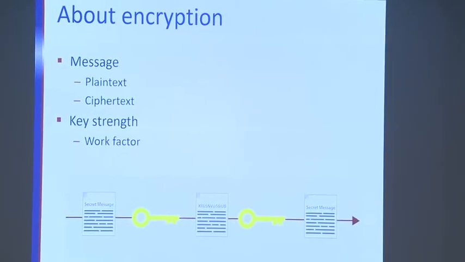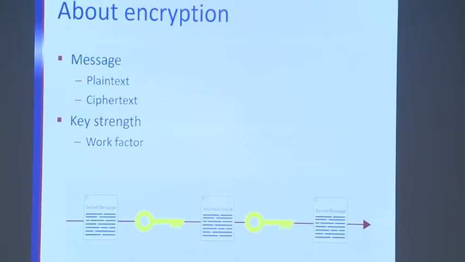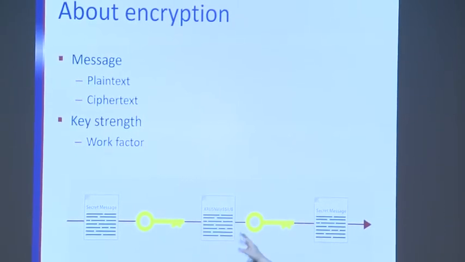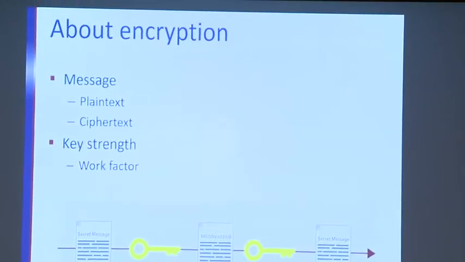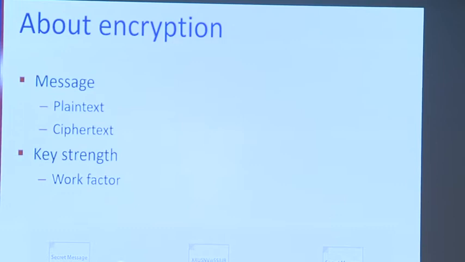So when we take a look at encryption, you again have your message. You're going to encrypt it with a key. This is your ciphertext that we're sending across the wire. You have the same key that we have to get to the other side. They'll decrypt the message, and now they can see what's there.